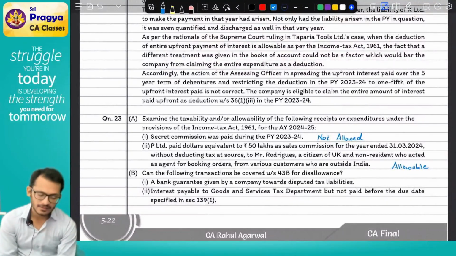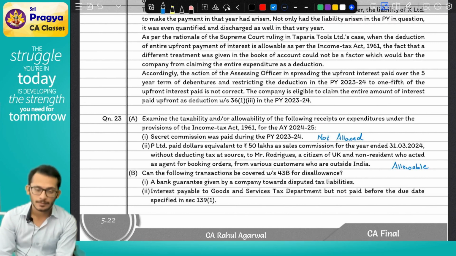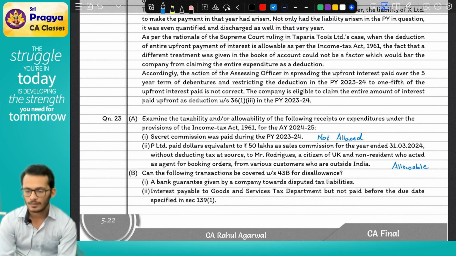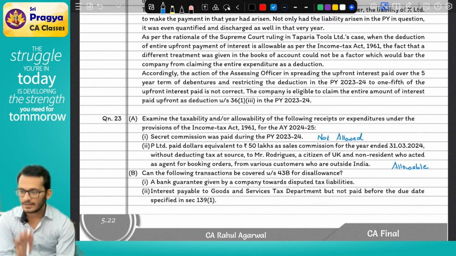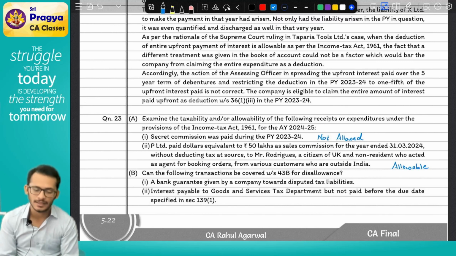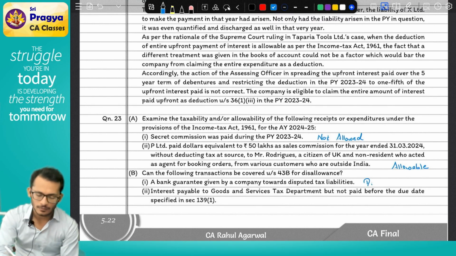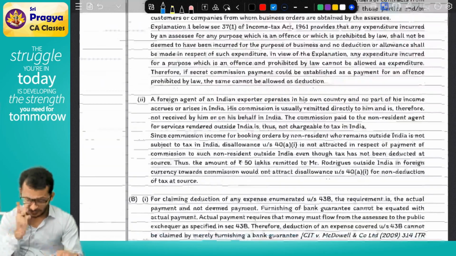Next, it says interest payable to Goods and Service Tax Department but not paid before the due date. Allowed, not allowed? Not allowed. Why? When we discussed taxes, we said tax, interest, fees, cess, surcharge, everything. So any interest payable to the government, the GST department, is also covered under the clause. Since it is not paid on time, this will be disallowed. So both the cases are disallowed. Yes or no? Can we go forward? Next.